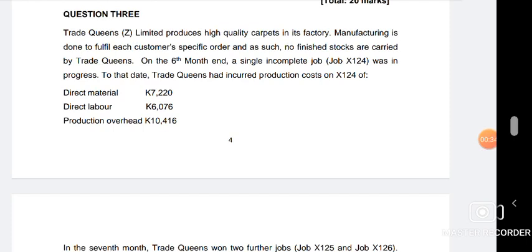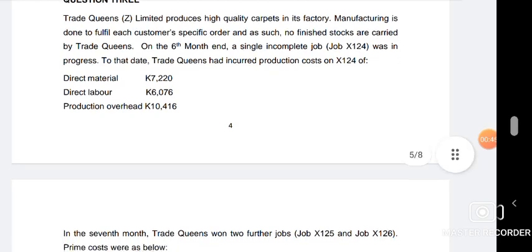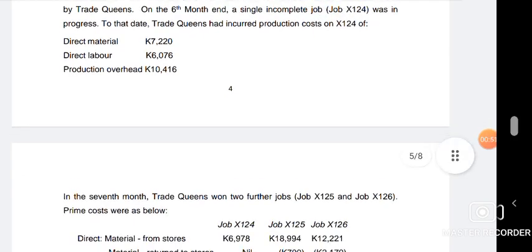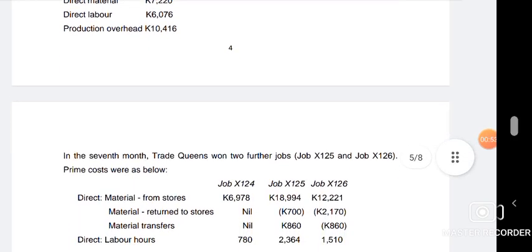To that date, Trade Queens had incurred production costs on X124 as follows. So it had these production costs as they were doing this particular job. If you notice, job costing will show you the costs that are attributed to a particular job or specific order. Then it continues and says, in the 7th month, Trade Queens won 2 further jobs, job X125 and job X126. Prime costs were as follows.